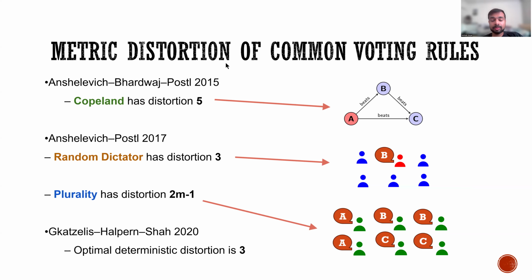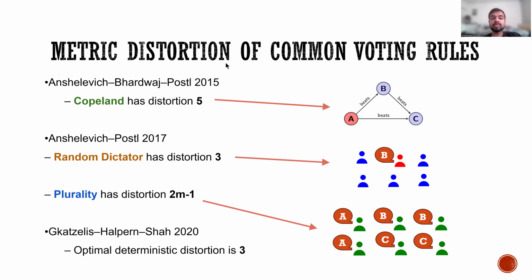Random dictator picks a voter at random, and the winner is the top choice of that voter. And this procedure, which is very simple and has only one query to make from the entire population, has a distortion of 3. Whereas a very natural voting rule, plurality, in which every voter is asked for their favorite choice and the candidate which gets the highest number of votes is the winner, has a distortion that can increase with the number of candidates, and it is in fact 2m minus 1.